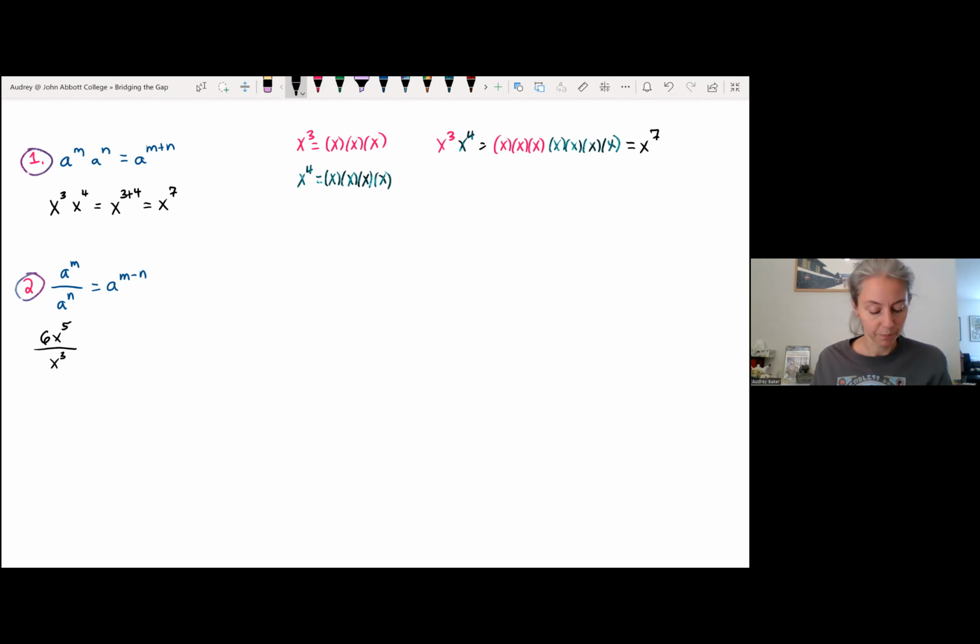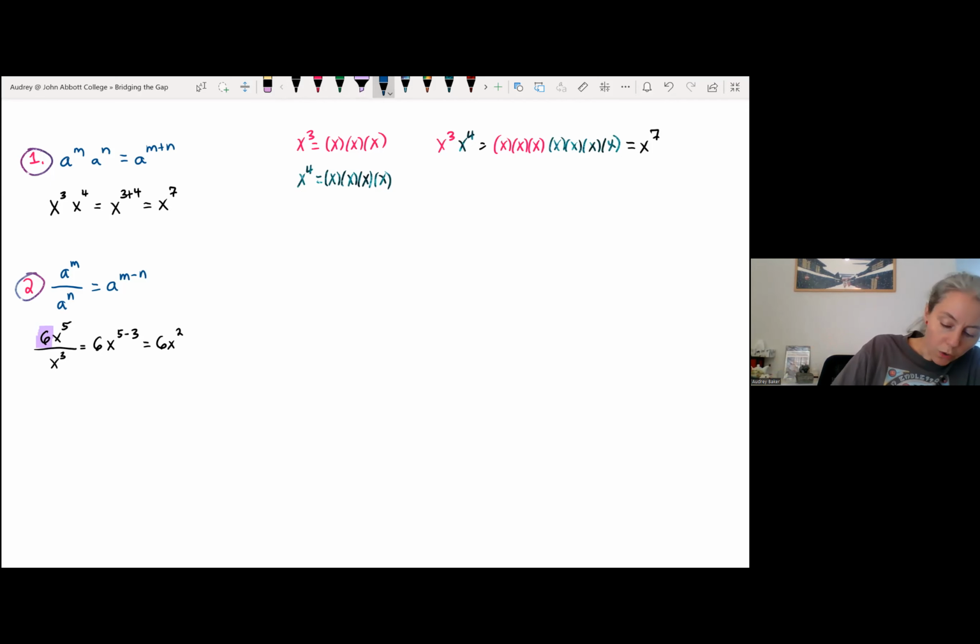All right. Okay, so if we're applying this rule directly, this becomes 6x to the 5 minus 3. Notice that the 6 right there is just a constant out front. It's not affected by the rule whatsoever. So then this is 6x squared.